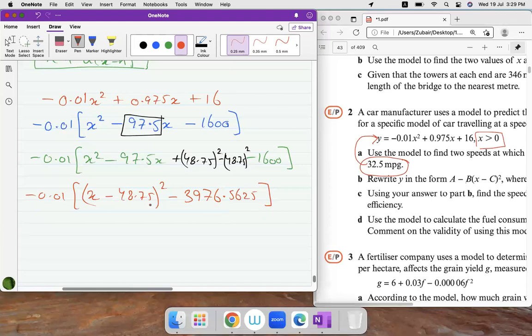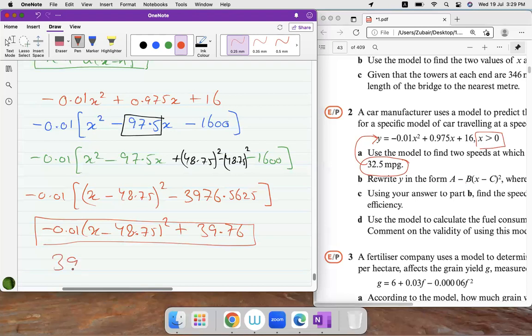Multiplying it again, this negative 0.01 into the equation is negative 0.01 times x minus 48.75 squared. Negative sign with negative cancels out, and this becomes 39.76. And this is your form. If we have to rearrange, this is 39.76 minus 0.01 x minus 48.75 squared, completing square form.